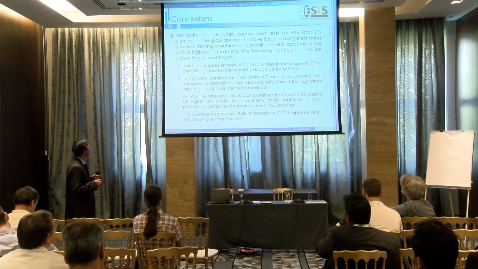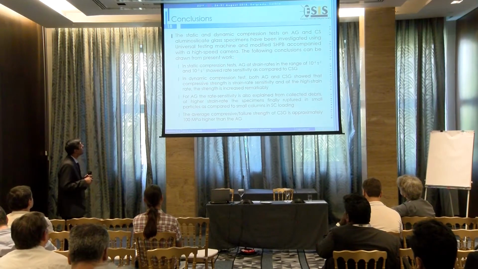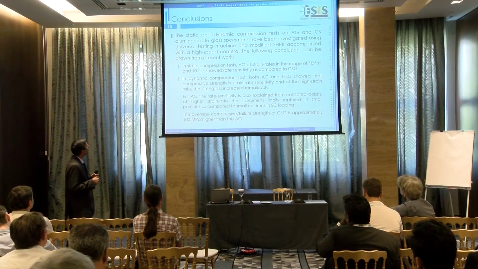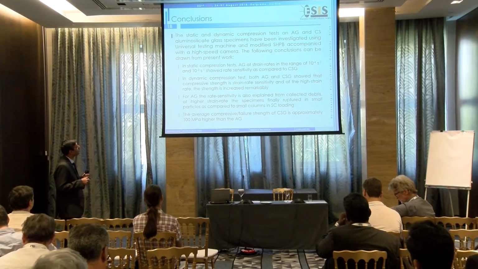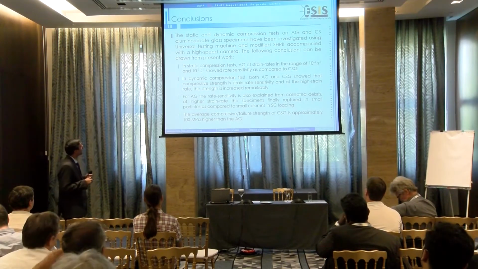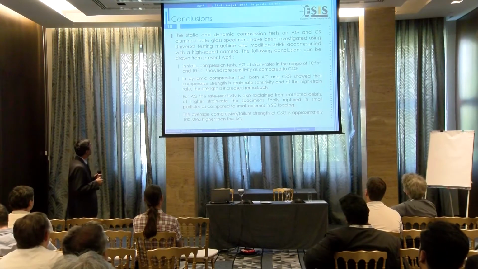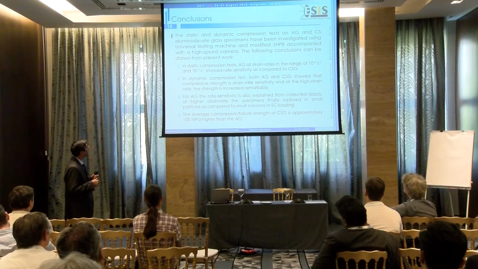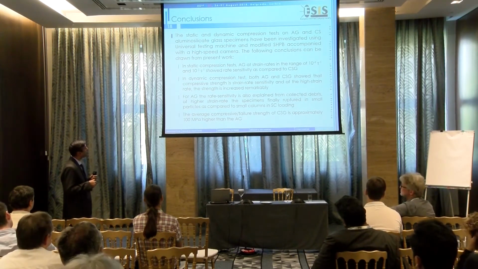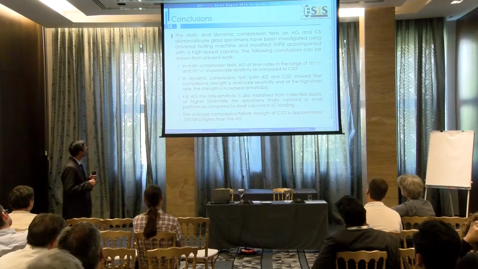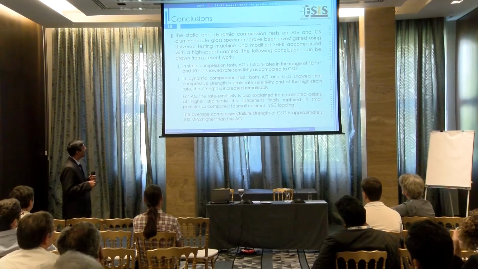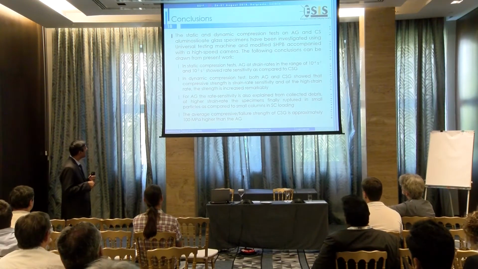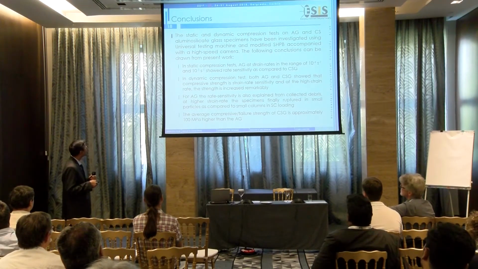So we have done the static and dynamic compression tests on 2 types of glass, using a universal testing machine and split Hopkinson pressure bar, and we have studied the damage process through the accompanying high-speed camera. Both types of glass show rate sensitivity, and the average compressive failure strength of the chemically strengthened glass is approximately 100 MPa higher than the annealed glass.